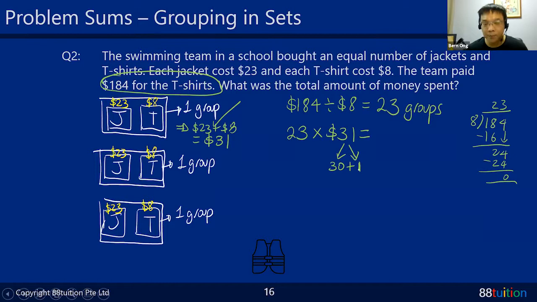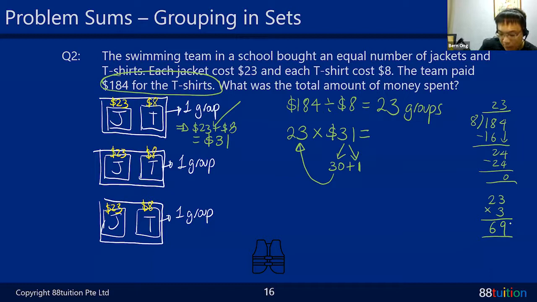So there are 30 groups of 23. Can we just take 23 times 30 first? Don't have to times 30, times 3. 23 times 3 is what? 9 down here, 6 down here, 69. If there's another 0 behind, you just put in another 0. So we have 690 down here.